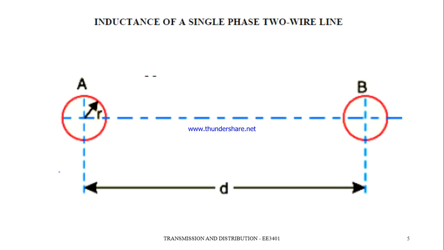Next, let us consider the inductance. Let us first see the case of a single phase transmission line. Here we have two conductors. One is a go conductor and the other one is a return conductor. Both the conductors are of radius R and they are separated by a distance D.